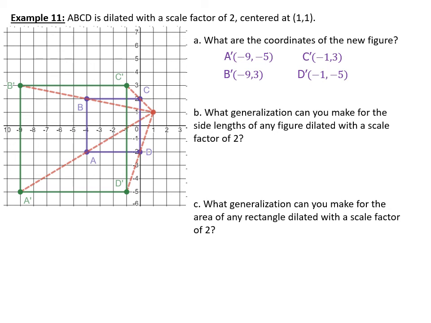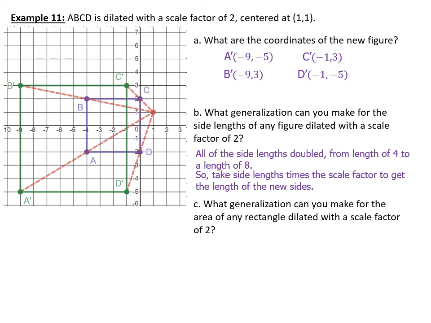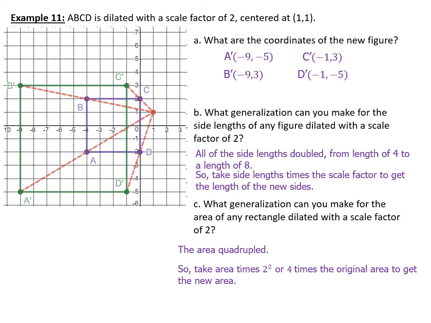And what generalization can you make for the side lengths of any figure dilated with a scale factor of 2? Well, our original side lengths were 4, now they're 8. All the side lengths doubled. So take side lengths times the scale factor to get the length of the new sides. What about the area? Well, the original area is 4 by 4, which is 16. The new one's 8 by 8, which is 64. And the area quadrupled, or times by 4. So that means take the area times 2 squared, or 4, to get the new area.